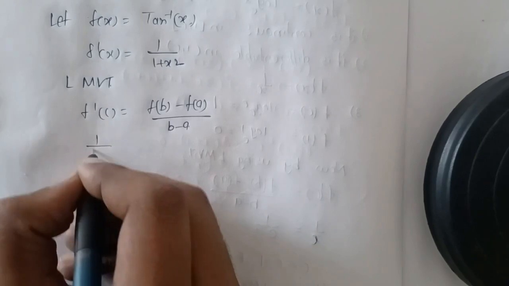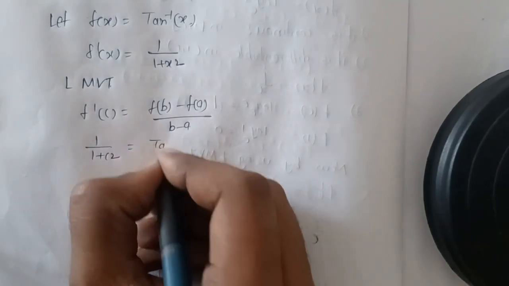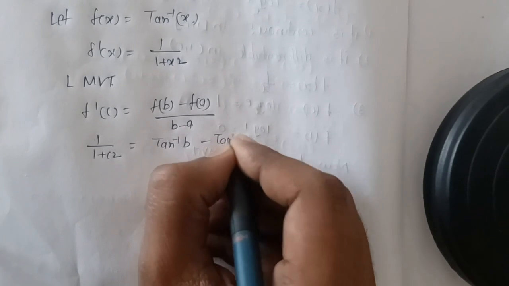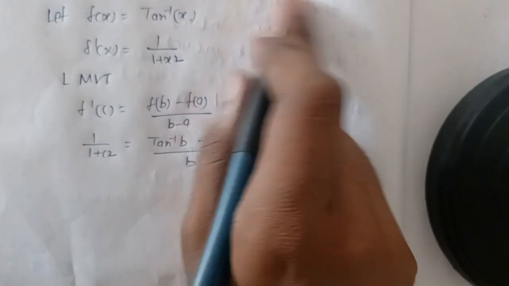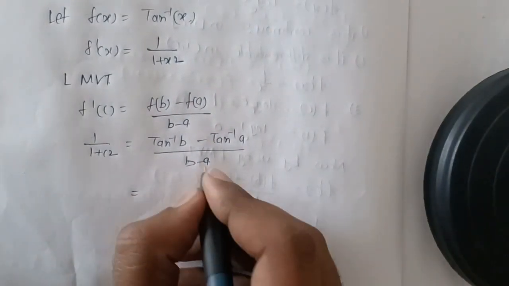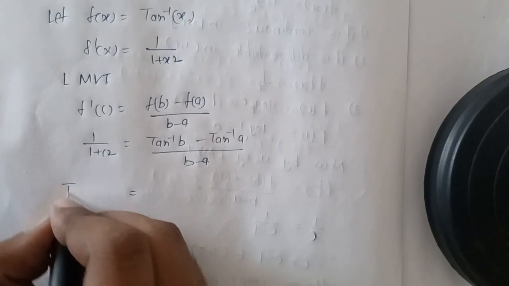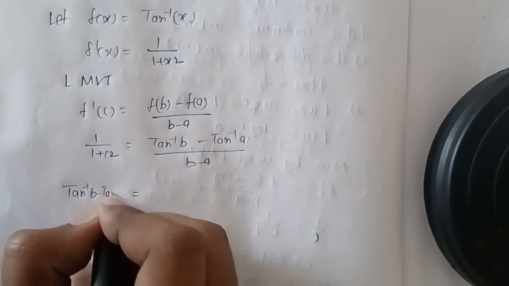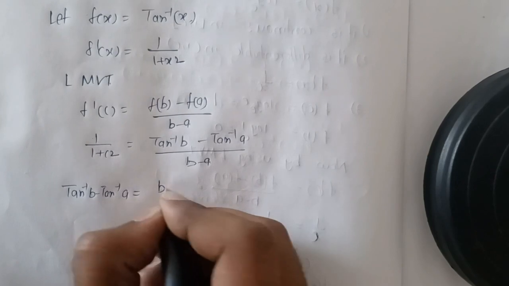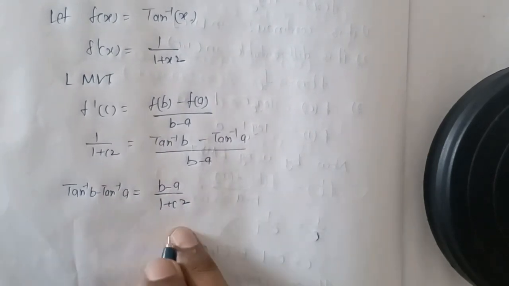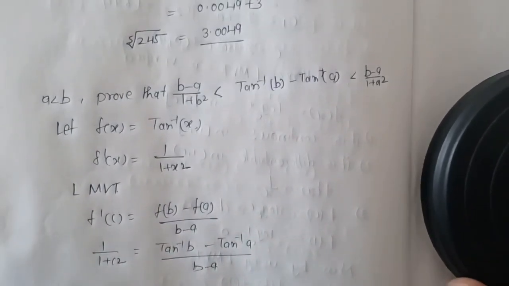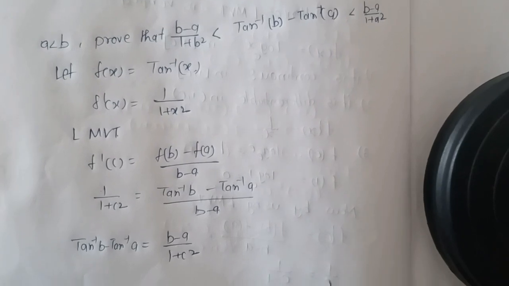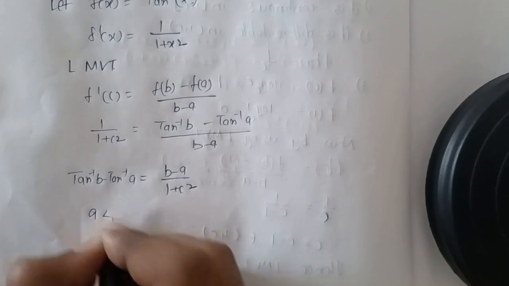Here f dash c is 1 by 1 plus c square, and f of b minus f of a is tan inverse b minus tan inverse a, by b minus a. What we need in the question is tan inverse b minus tan inverse a. Then we cross multiply it. Tan inverse b minus tan inverse a is equal to b minus a by 1 plus c square. Hence this is the value. Then we know that in the starting they gave the condition a less than b.